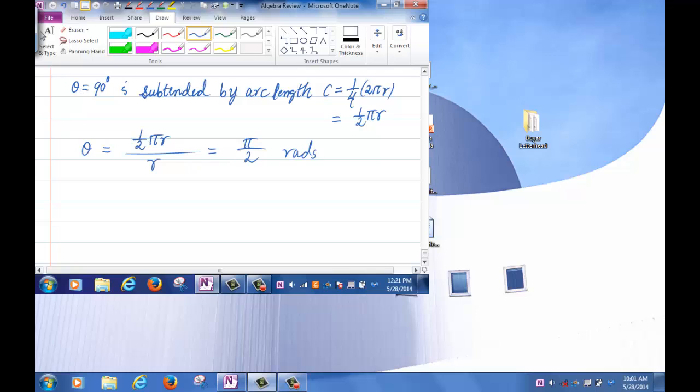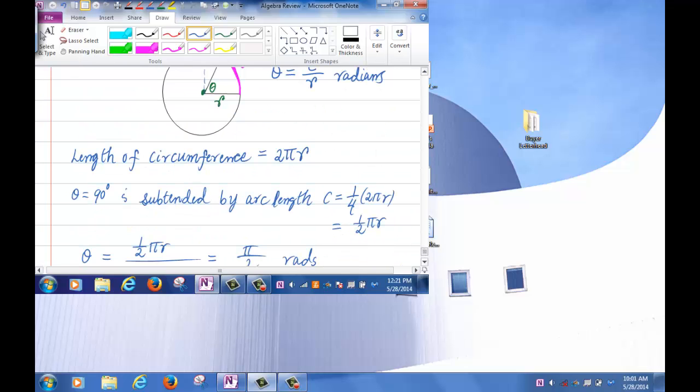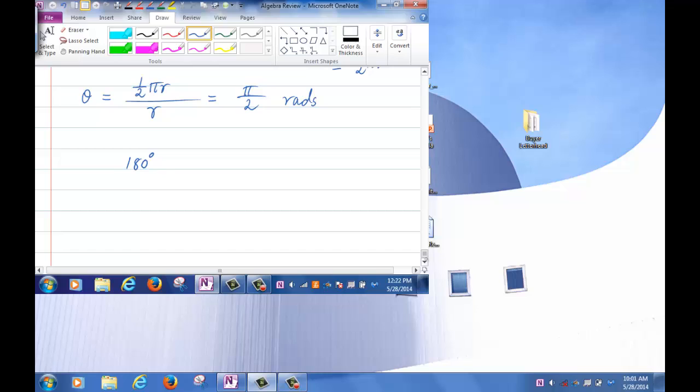Now you realize, what's the radian measure of 180 degrees? Notice that the length of the circumference is 2 pi r. What is half of that? Pi r. Pi r divided by the radius is pi, right? So the radian measure of 180 degrees is pi.